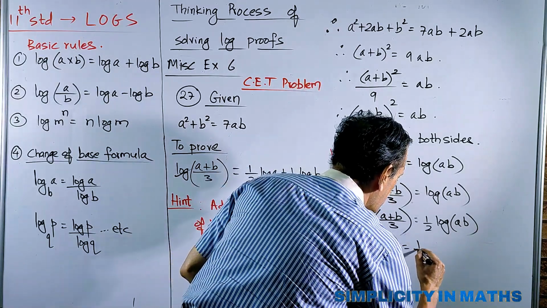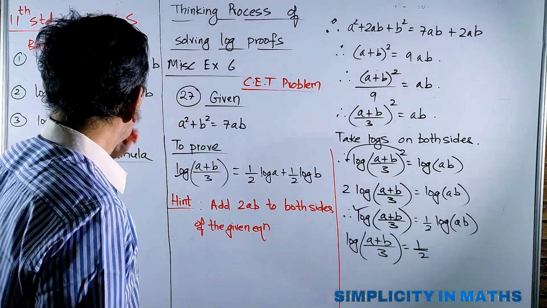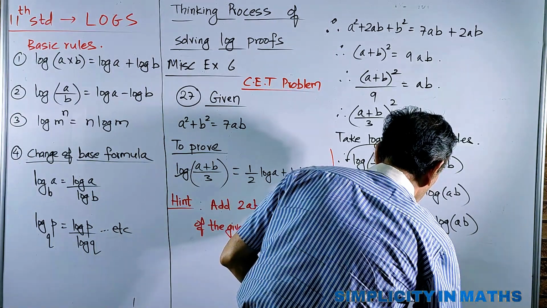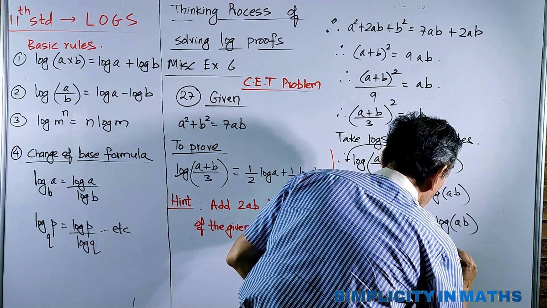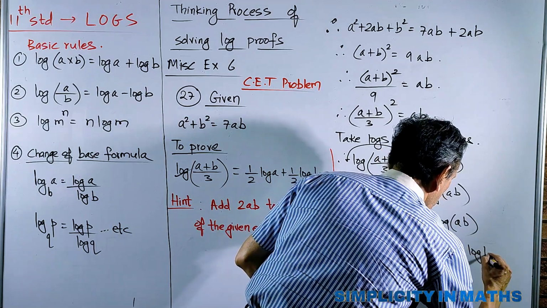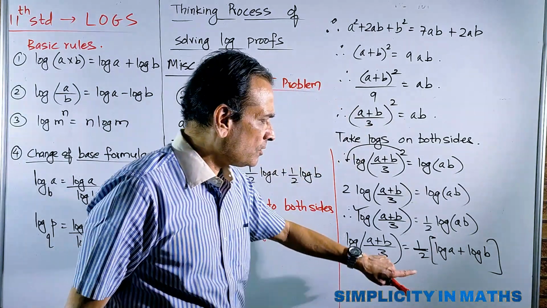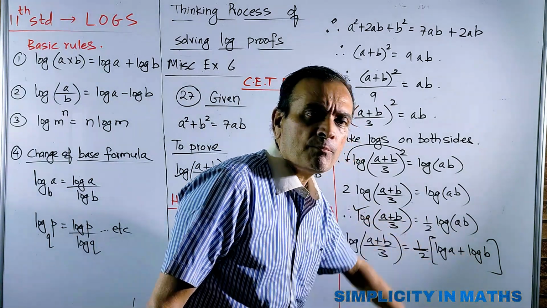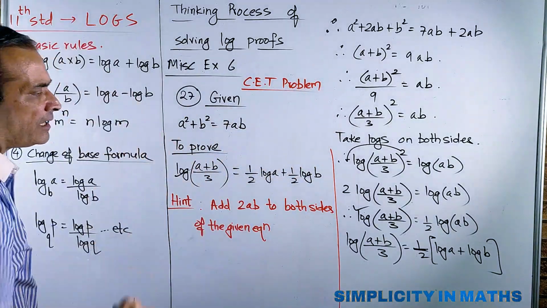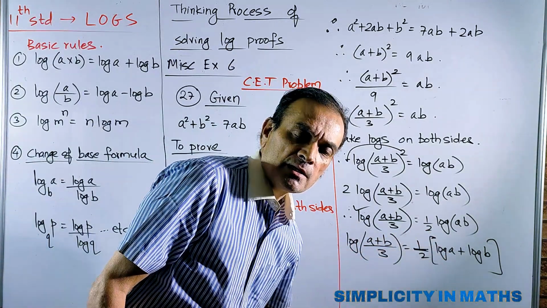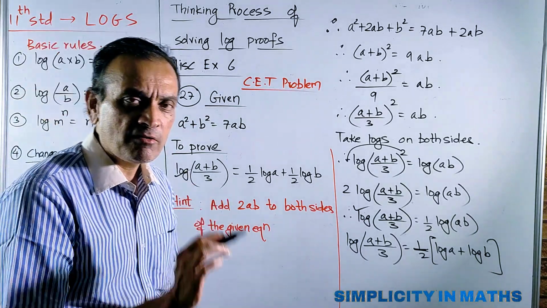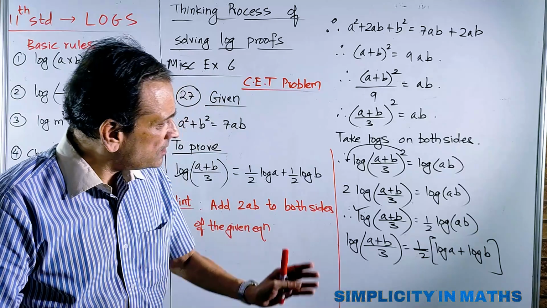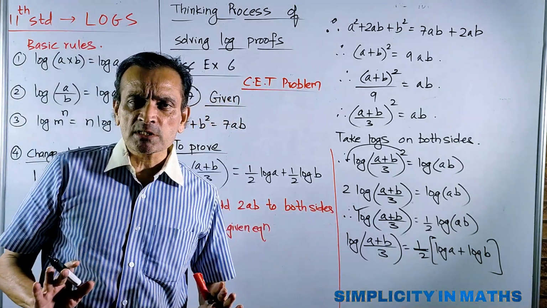Keep half outside. Log a plus log b. Don't do anything to the half. Log of a into b, log a plus log b. We used the first rule. This is our answer. I think it was option C given in the CET exam. Four options were given like this. So, clear what the thinking process should be?